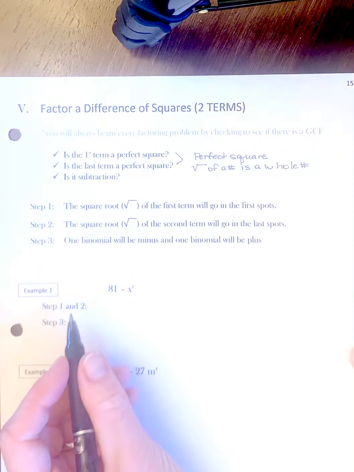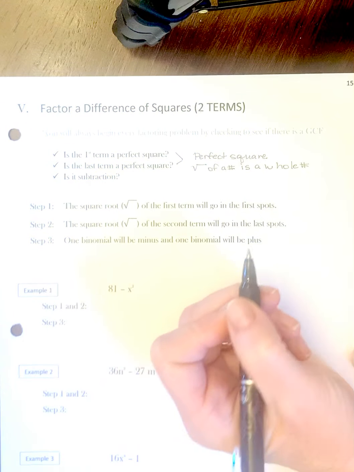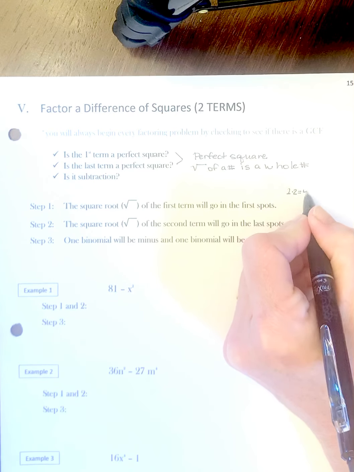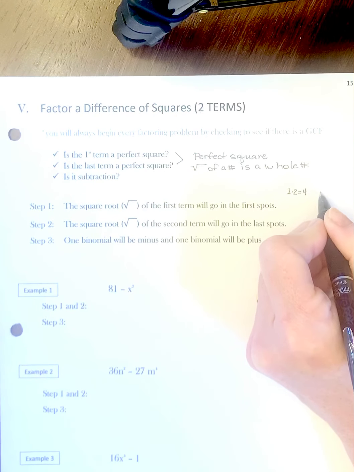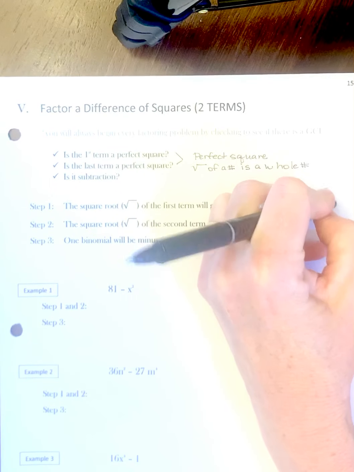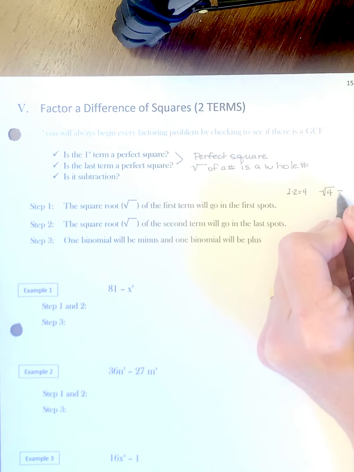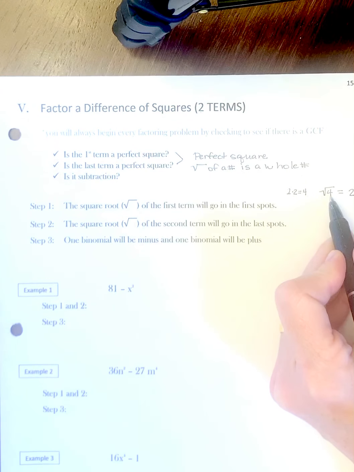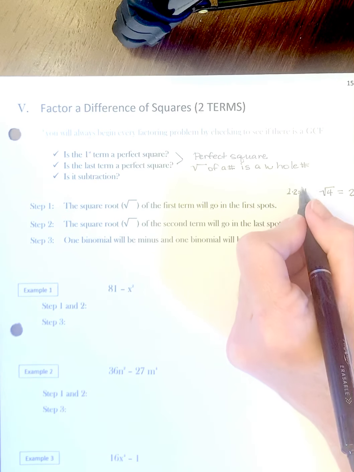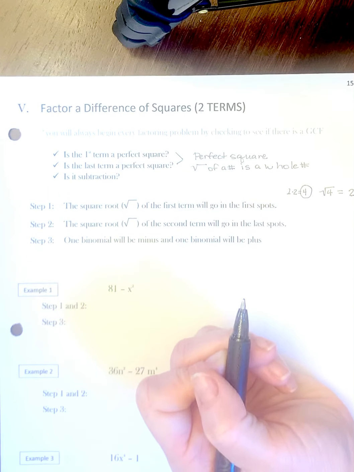Okay, so let's look at some examples. Let's just start with the easiest one. 2 times 2 equals 4, right? So the square root of 4 is 2. The square root of 4 is a whole number. So the number 4 is a perfect square.